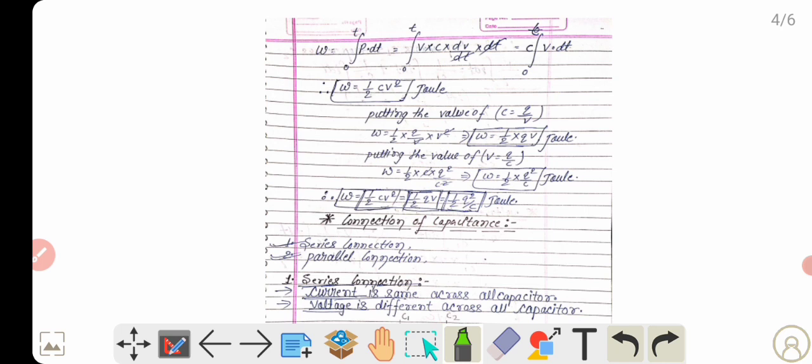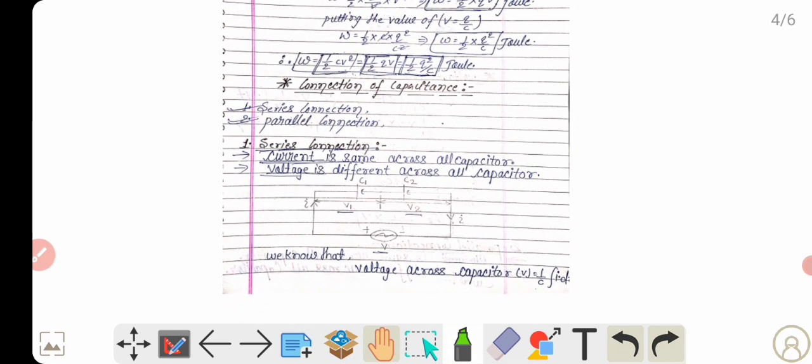Now my dear friends, we will move to the next topic, that is the connection of capacitance. As we know, there are basically two connections. The first one is series connection and the second one is parallel connection. Now the first one is series connection. As you can see here, current is the same across all the capacitors, meaning in series connection the value of current will be the same across all the capacitors, and the value of voltage will be different across all the capacitors.